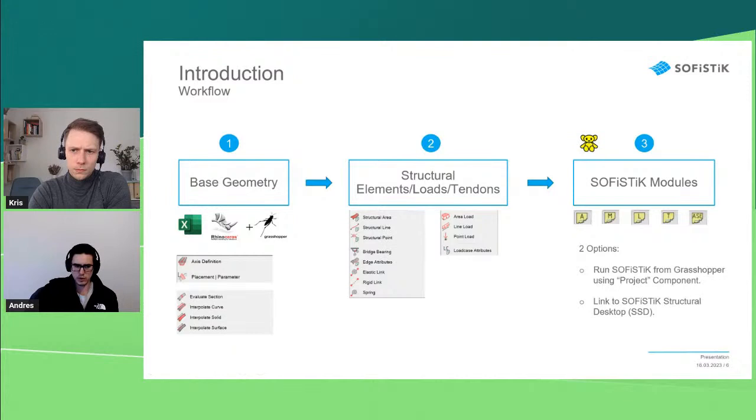Step number two is where we use our structural components or our loads components or even our tendon components. And we start adding structural properties or Sofistik properties to that geometry. And step three is, okay, now we need to feed these elements or loads or tendons to the corresponding Sofistik module. So we have these yellow little icons here that stand for each of the Sofistik modules.